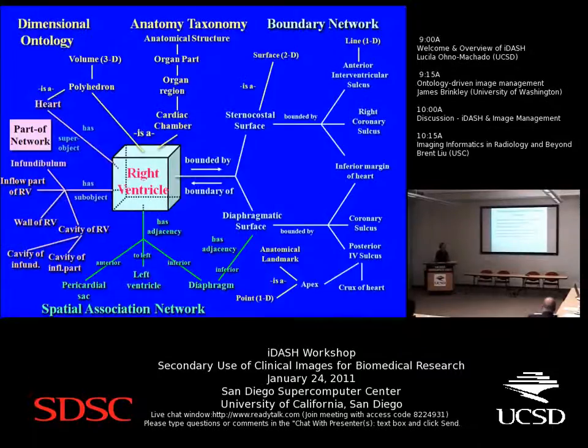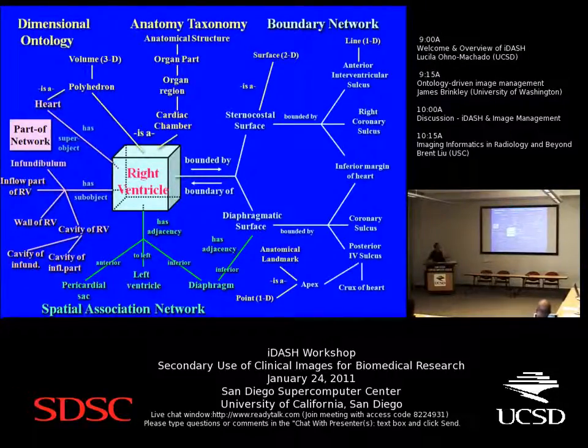Here's an idea of what the FMA looks like, and almost any other ontology actually, but in this case it's anatomy. In computer science terms, this is just a graph or a semantic network. You have entities, like anatomical entities such as the right ventricle of the heart, and these are related to other entities by means of named links. So we can say that the right ventricle is a cardiac chamber, which is an organ region, which is an organ part, which is an anatomical structure. That's the backbone of this thing, the anatomy taxonomy.